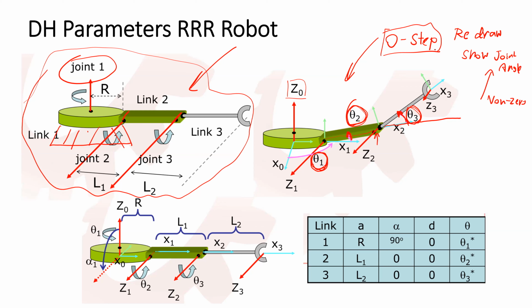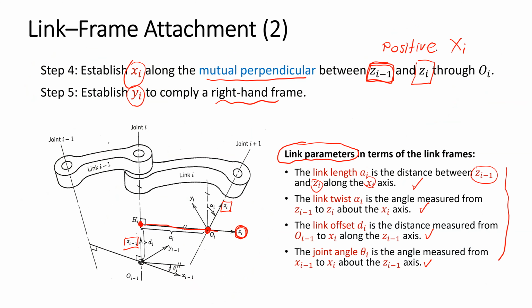The first step, we need to draw the line of the rotational axis of each joint, and we name the z-axis corresponding to the joint axis of each joint, but in order, we need to begin from Z0 at joint 1, Z1 at joint 2, Z2 at joint 3. Here is step 1.